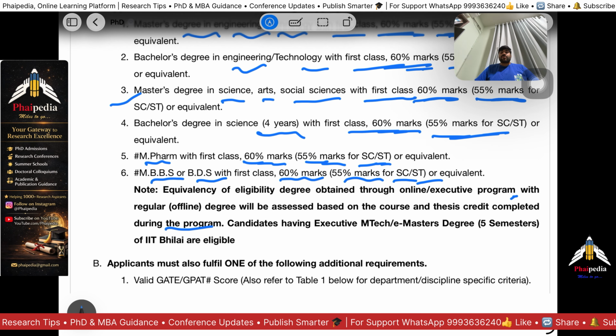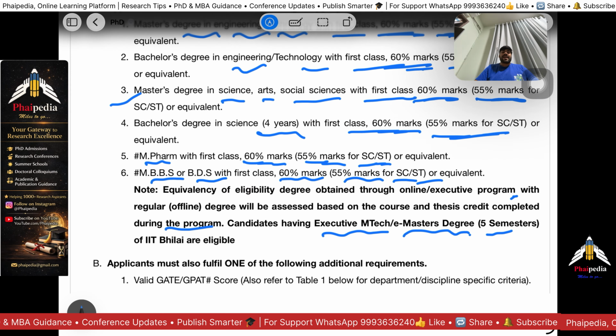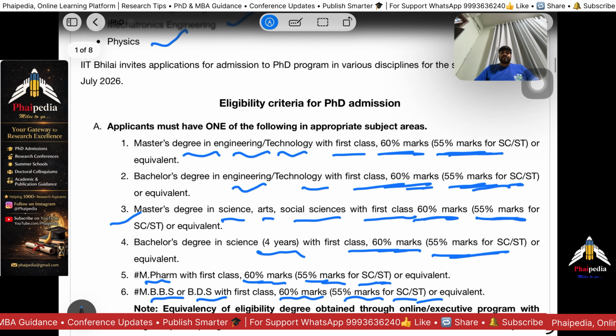So in a master's degree, the equivalence is basically if there is significant potential in the courses and the research you have done in your past graduations, then it will be considered as a regular degree. All online degrees will not be considered equivalent to the regular degree. Also, they are saying that if you have done the executive MTech or e-masters degree of 5 semesters at IIT Bhilai, then you are eligible for applying to this PhD program.